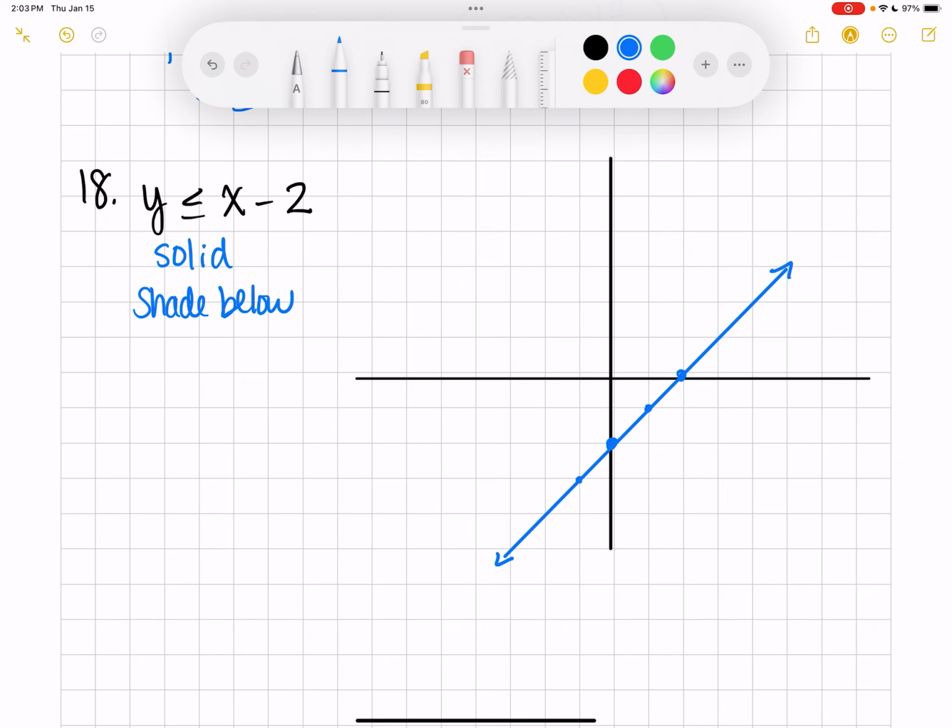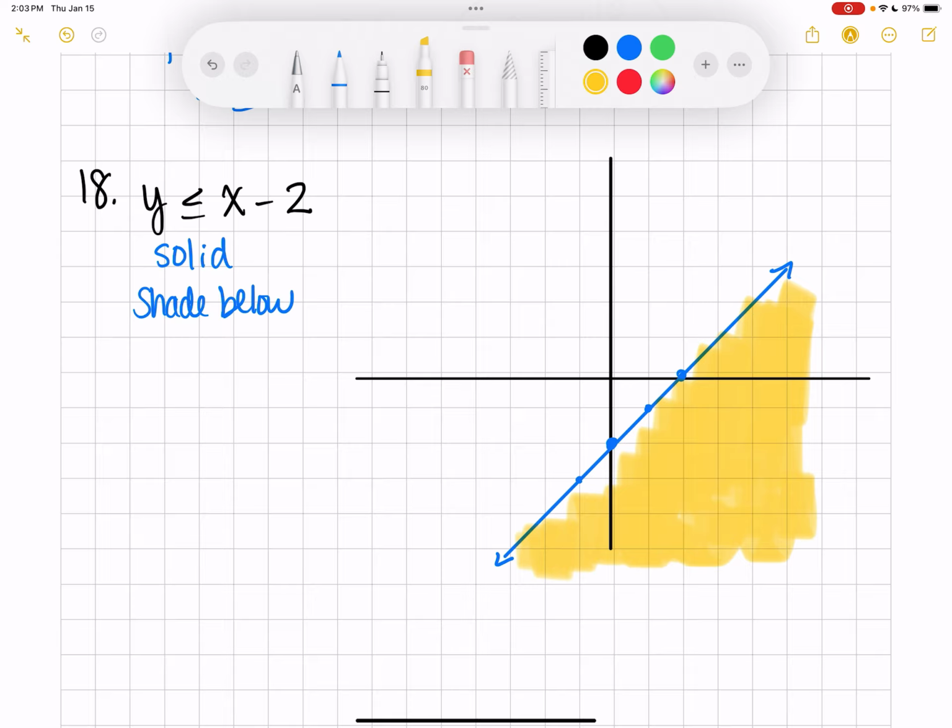And then I shade where y is smaller, which is below the line. So I'm shading down here. Wait, how do you know to shade down there? If it's a negative, you shade below. If it's positive, you shade above. No. Y is less than, so we shade below.